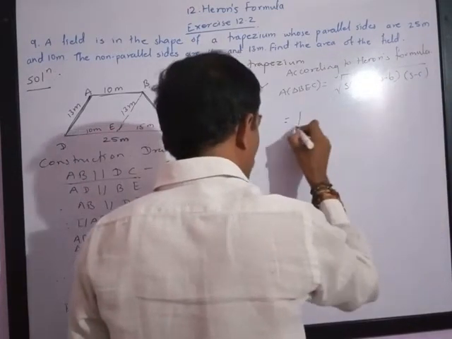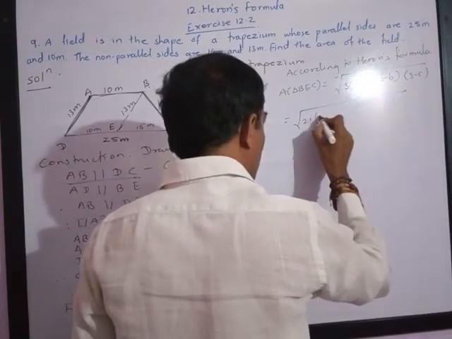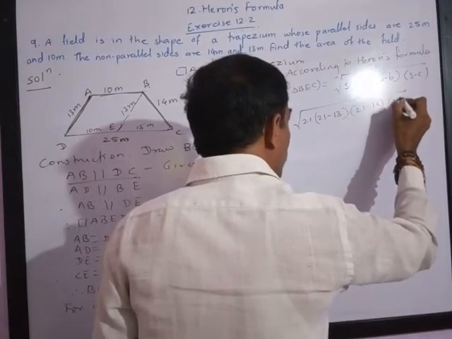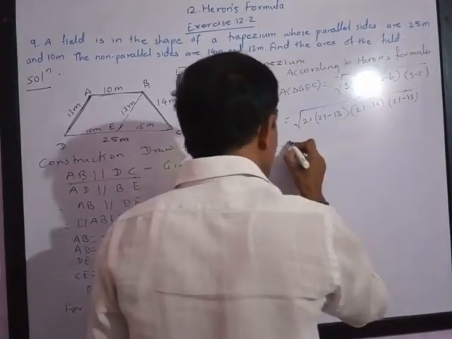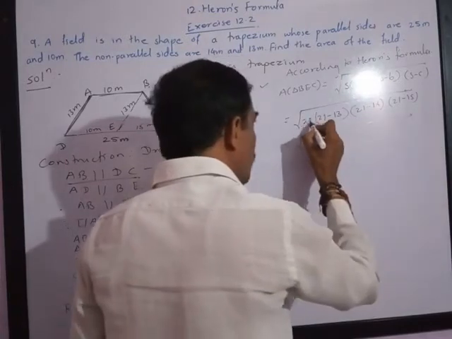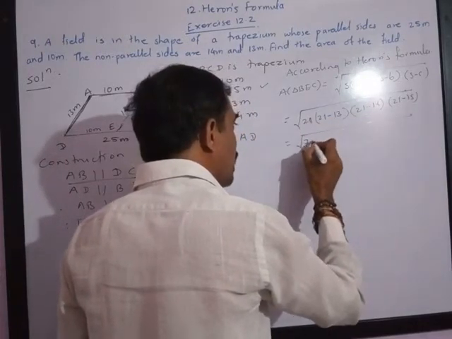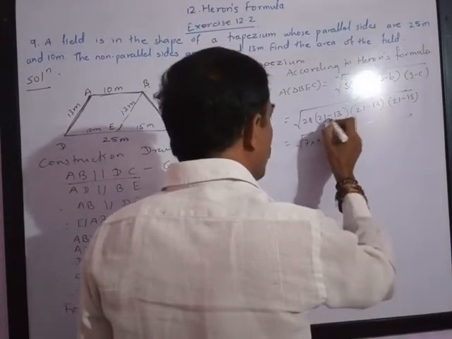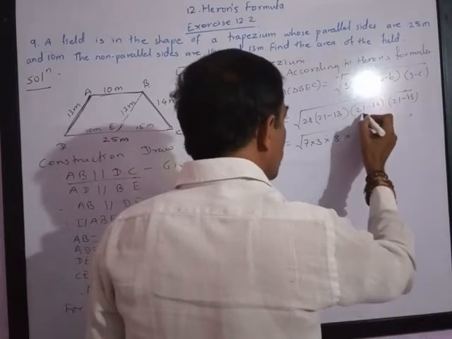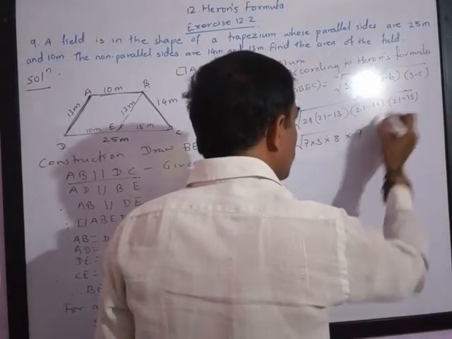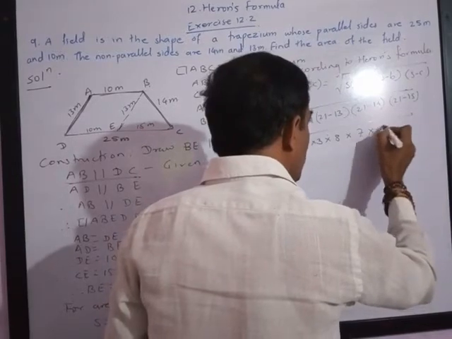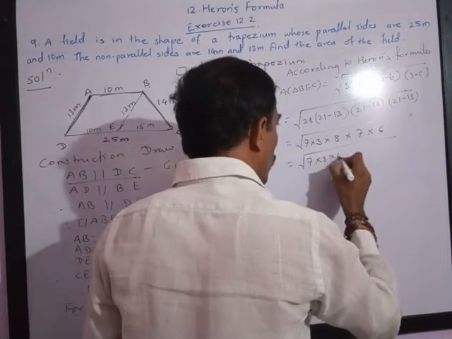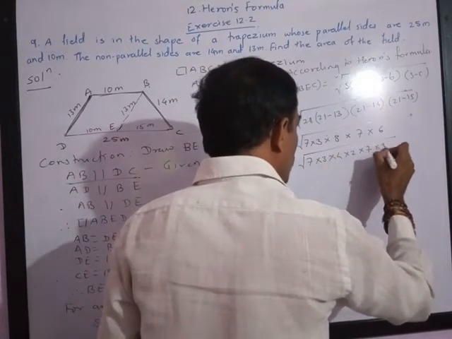So this is equal to under root 21 in bracket 21 minus 13, 21 minus 14 and 21 minus 15. So this is equal to under root, and this can be factorized. 21 is 7 into 3, into 21 minus 13 is 8, 21 minus 14 is 7 and 21 minus 15 is 6. So this is equal to 7 into 3 into 4 into 2 into 7 into 3 into 2.